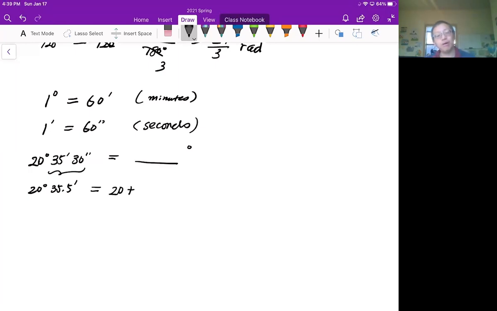And then you want to switch it from minutes to the degree. So you're going to have 35.5 divided by 60. The whole thing is your degree, right? And then you get the answer. I leave the work to you anyway. So that just lets you know that.